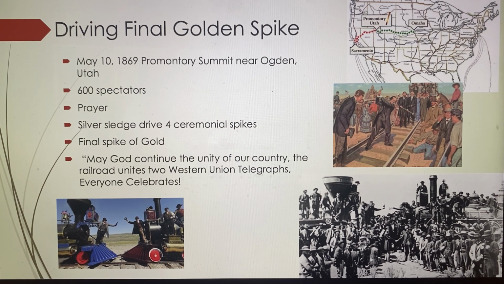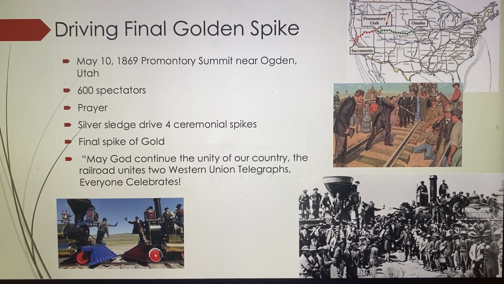So they met there. They had prayer. There were 600 spectators, and the 4 ceremonial spikes, silver sledge spikes, were put in first, and then the final spike of gold was put in at Promontory Point. The telegraph units telegraphed, "May God continue the unity of our country. The railroad unites." Western Union telegraphs celebrated at this point.